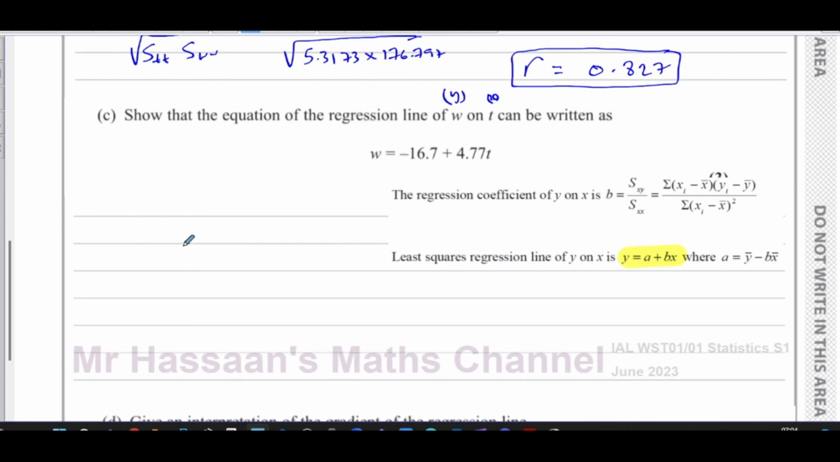In our case, Y on X, our Y is going to be W, and our X is going to be T. So it's going to be W equals A plus B times T. We have to find the value of A and the value of B. They told us A is equal to the mean of Y, which means the mean of W, minus B times the mean of X. Our X is T, so it's the mean of T. To find A, which is like the y-intercept, from y equals mx plus c, we need the mean of Y and the mean of X, but we need to know what B is as well.